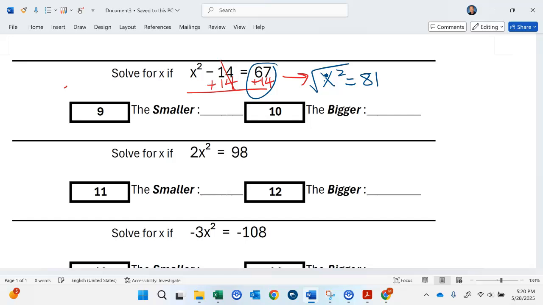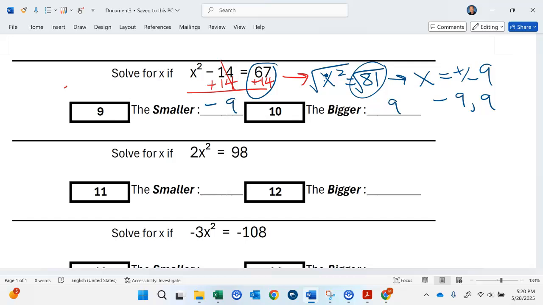We take the square root, and this cancels. This becomes x, and that equals plus or minus. So if you do this on your calculator, you should get 9. So that would be minus 9 and positive 9, negative 9 and positive 9.